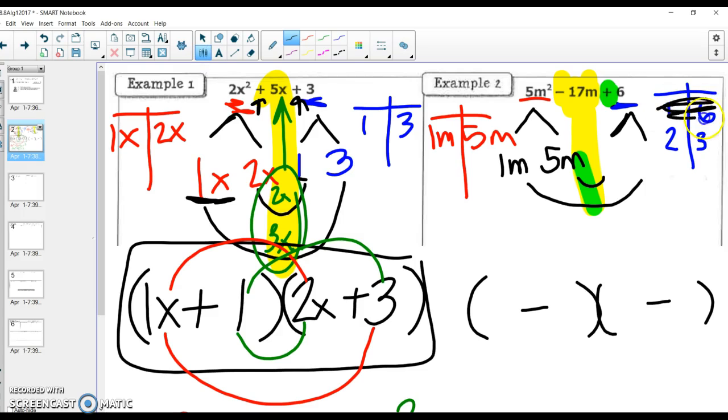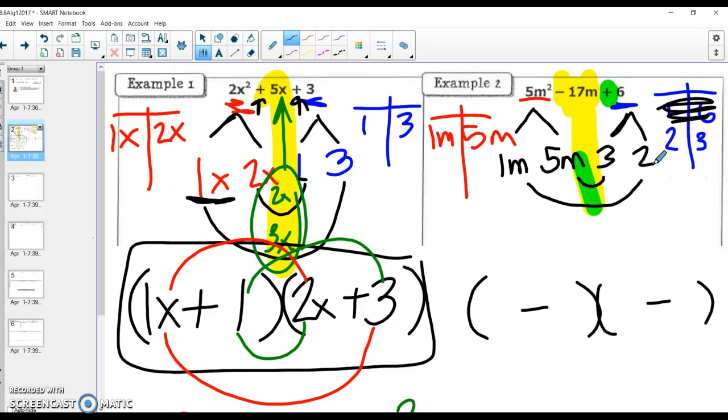So have you seen it already? Should I put the 2 here and the 3 here? That would give me 10m and 13m. Nope, that doesn't work. So then what do I do? I'm going to switch them around. Now if you had that 3 minutes ago, that is so awesome. And if you didn't, that's okay too.